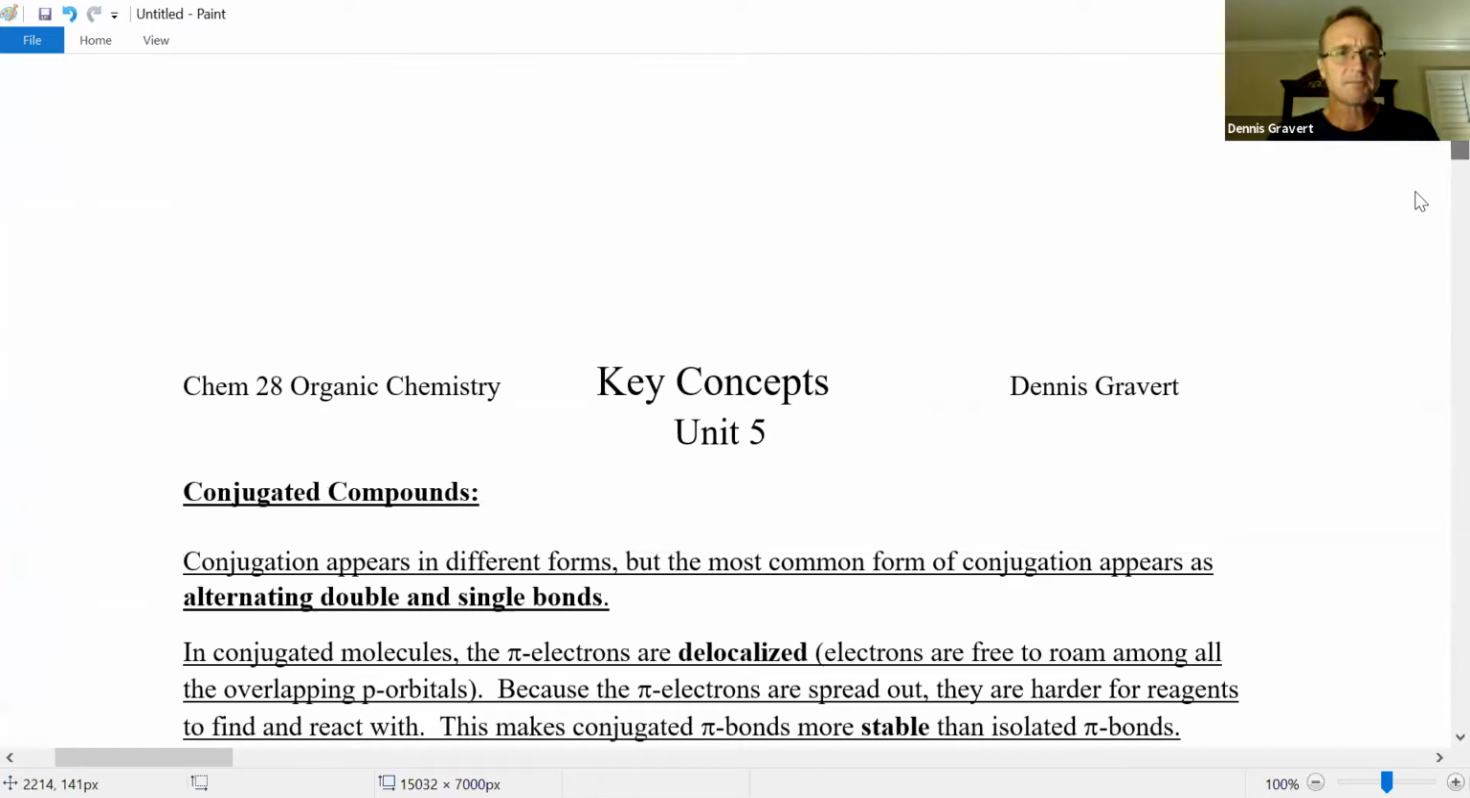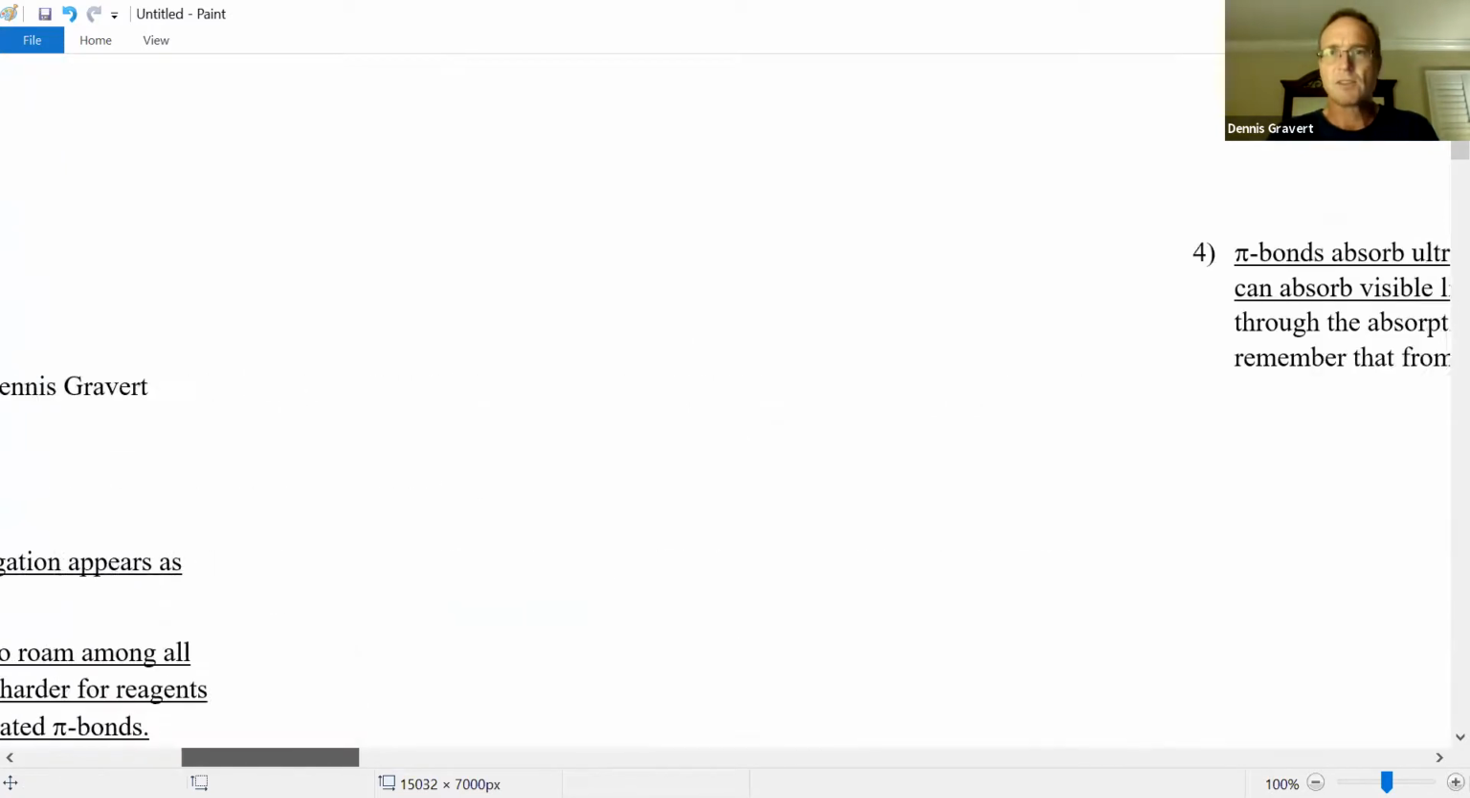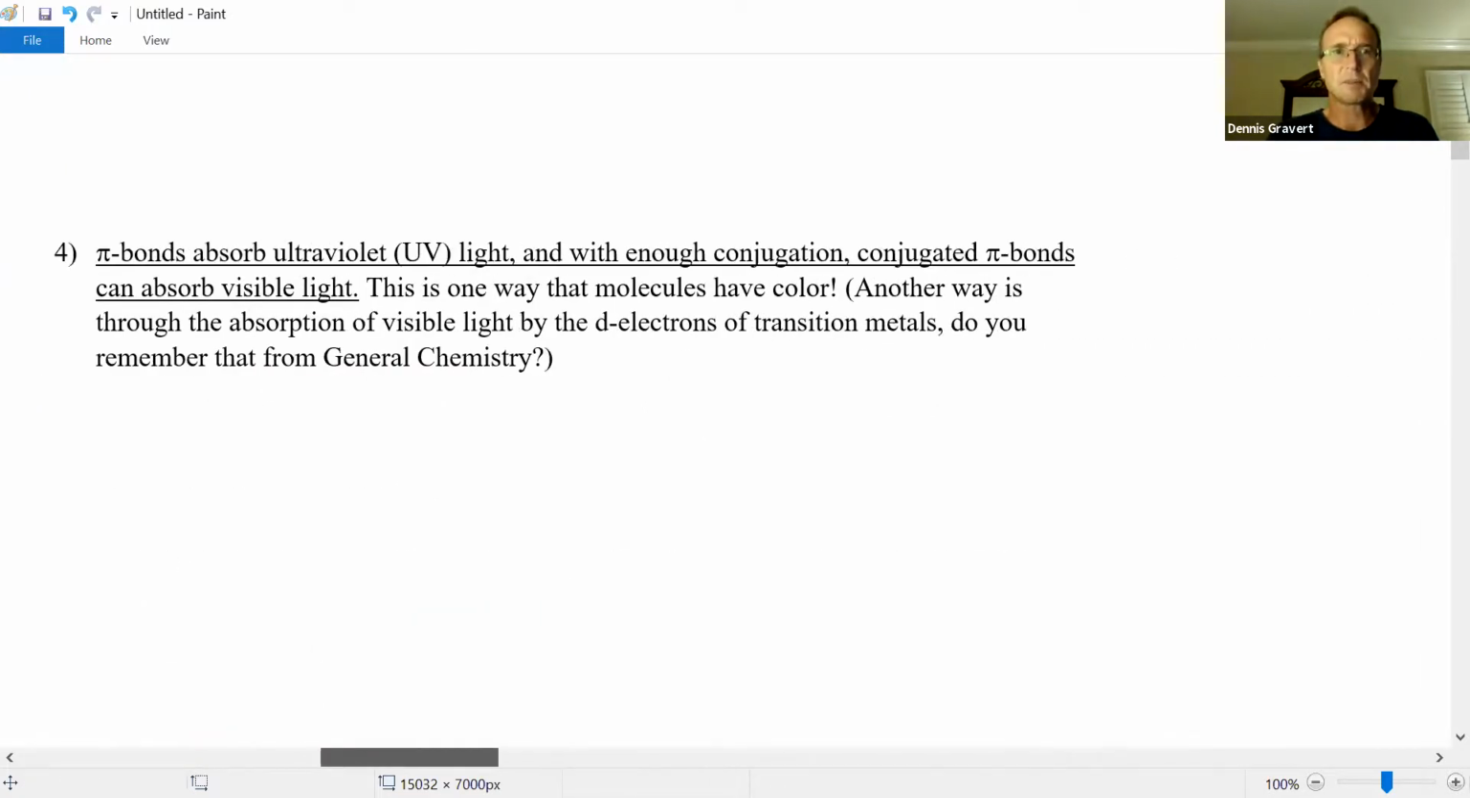Last topic, UV visible spectroscopy. Okay, so we have infrared spectroscopy. Molecules are going to absorb infrared light. That was our last unit. That was really useful for finding out which functional groups were present in a molecule. Well, you can also shine visible light and even ultraviolet light on molecules.